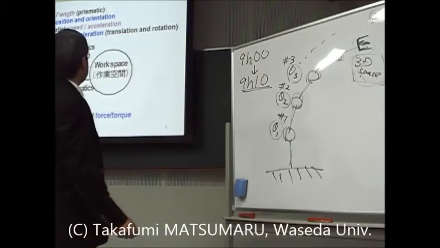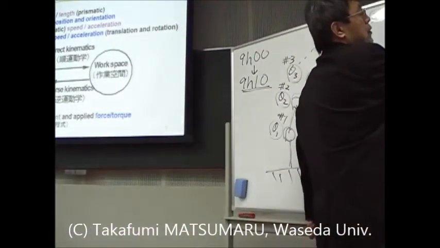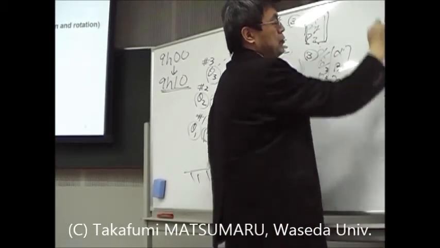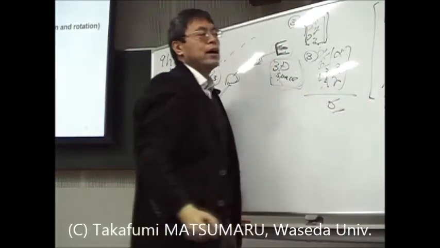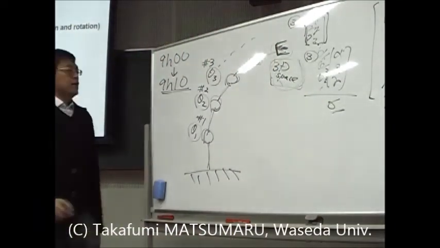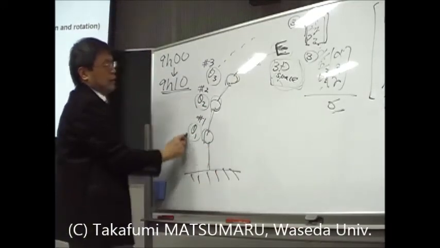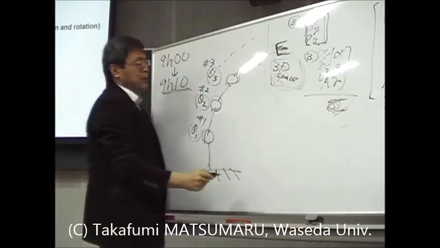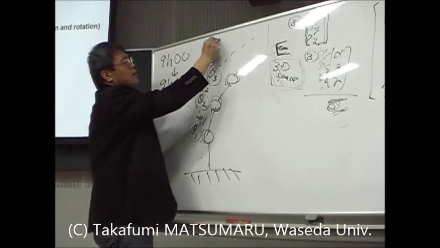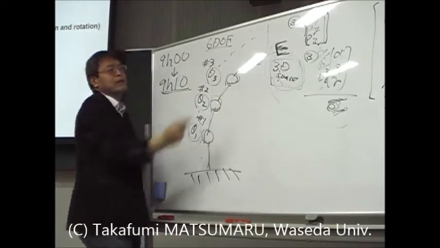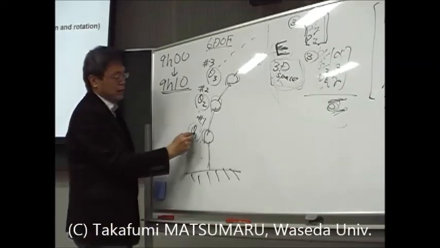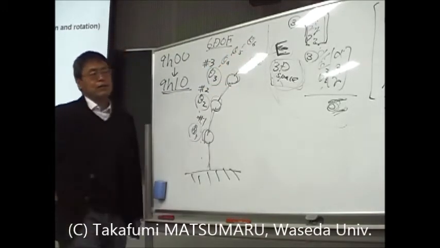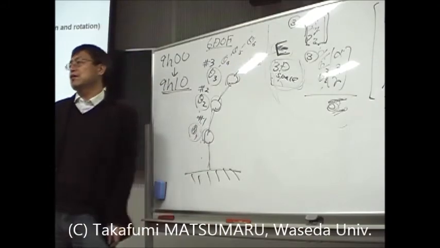So in this case, workspace: px, py, pz and for example alpha, beta, gamma, 6 parameters are there in the workspace. This is a three-dimensional space of 6 parameters. So at least 6 degrees of freedom are necessary for the manipulator to do some task in the three-dimensional space. Therefore theta 1, theta 2, theta 3, theta 4, theta 5, theta 6 are at least necessary to do something in the three-dimensional space.